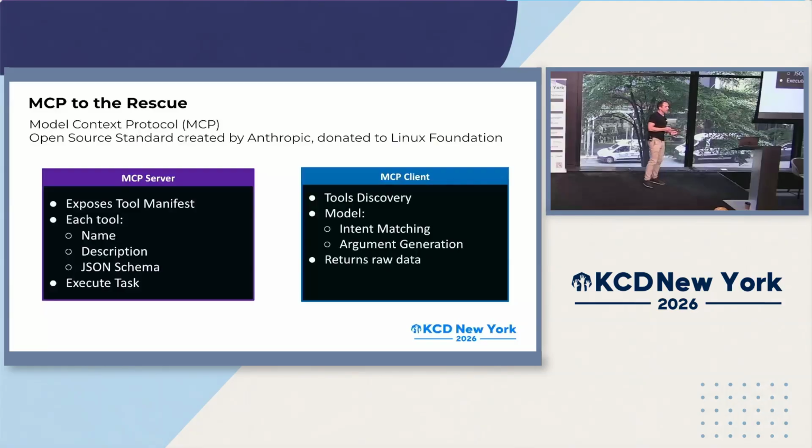So MCP, I'm sure everyone's heard a lot about MCP these days. Basically, you have an MCP server that will expose a set of tools. You have for every tool a name, description, and a JSON schema. And the MCP client on the other side can do the tool discovery, do argument generation based on the intent of the user, and then return raw data for processing by the LLM.